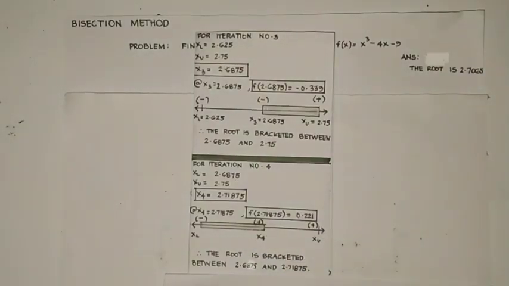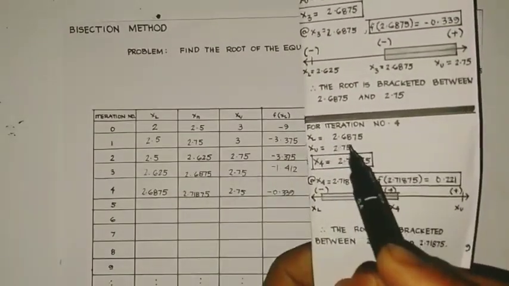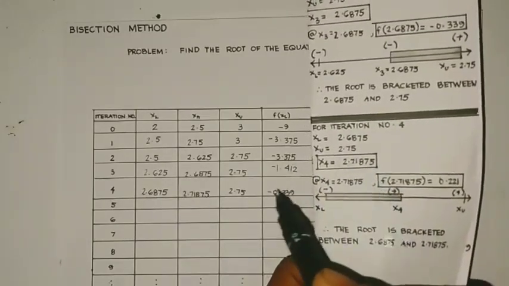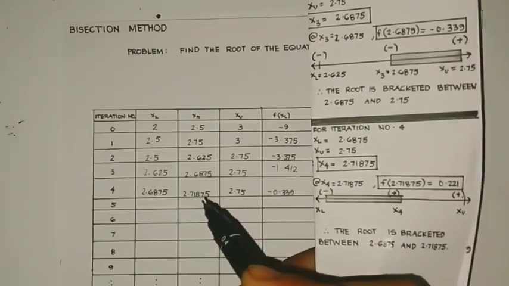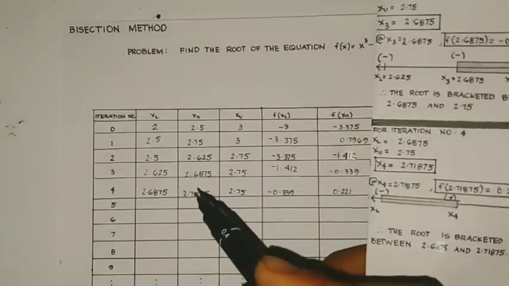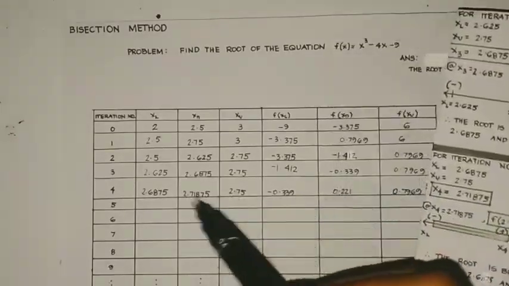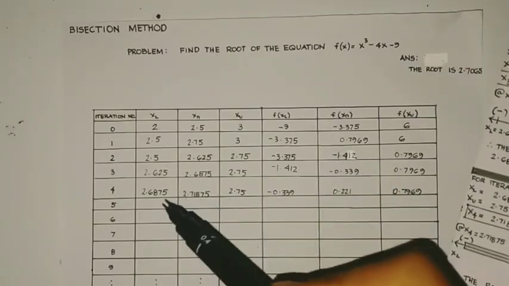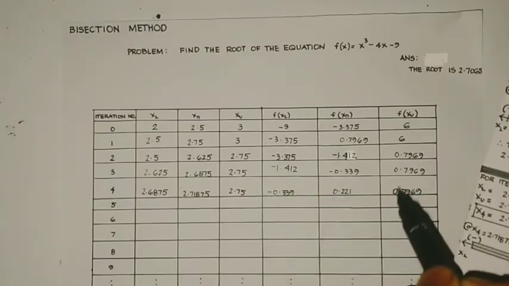Now, fill up lang natin sa table. Okay, so ito na siya. So, from x sub 4, yung x sub L natin is 2.6875. Yung x sub U is 2.75. Yung midpoint nila or x sub 4 is 2.71875. And then yung value ng midpoint kung substitute sa function is 0.221. And then yung value lang nito is nanggaling lang sa taas. So, yan. And yung ito retain.